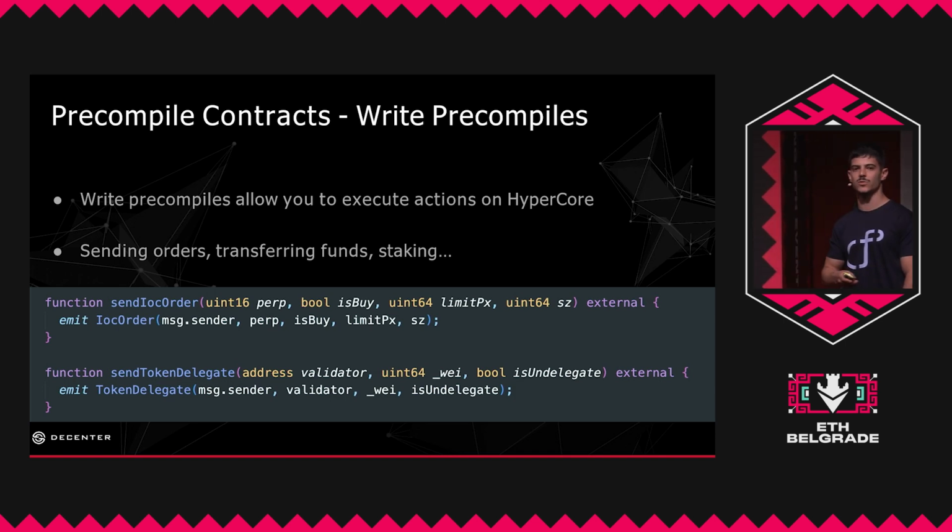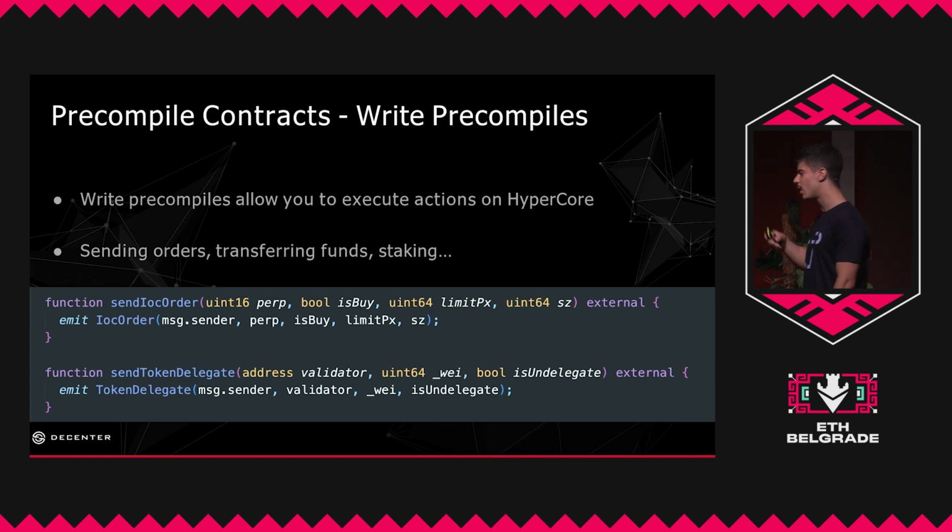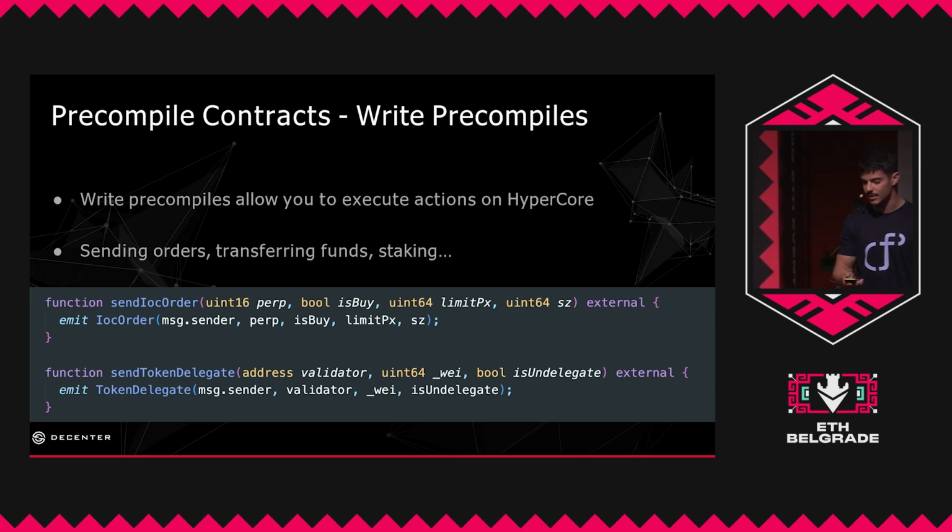Now, the write precompiles work like this: you call a precompiled contract, it emits an event that the validators that operate the Hyperliquid L1 listen to, and they include your order in the next L1 block. Here you have an example of sending an IOC order, so that's just an immediate or cancel order, to the order book. You select which perp you want to trade, the direction you want to trade in, the limit price and size. The send token delegate is the example of giving a certain validator address a certain amount of HYPE to stake in the HyperBFT consensus.